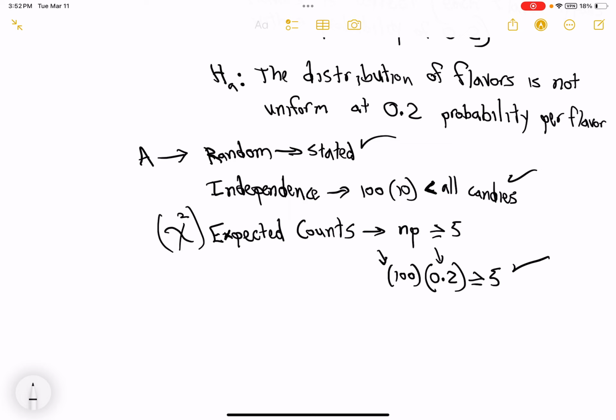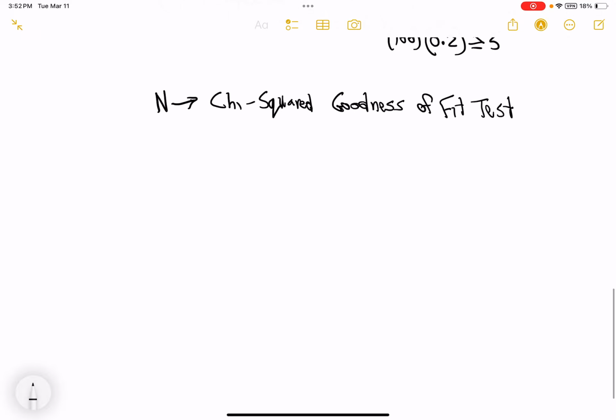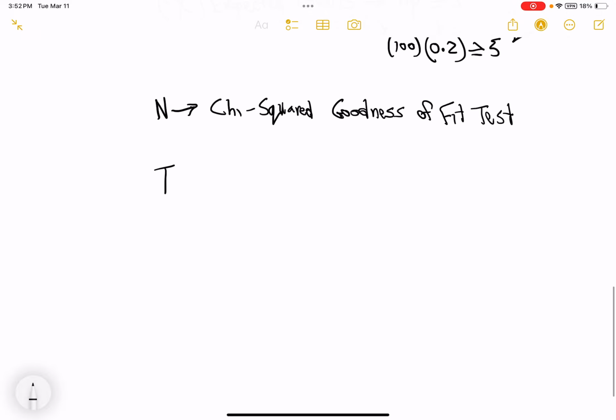We get to the easy part now. We name the test. This is the easiest thing. What is this? This is a chi-square goodness of fit test. That is what it is. It's a chi-squared goodness of fit test. Check-a-rooney. We're good to go on that. Now it's time for T. And as you might note, T and O, we often combine together. Here's what I want you to know.